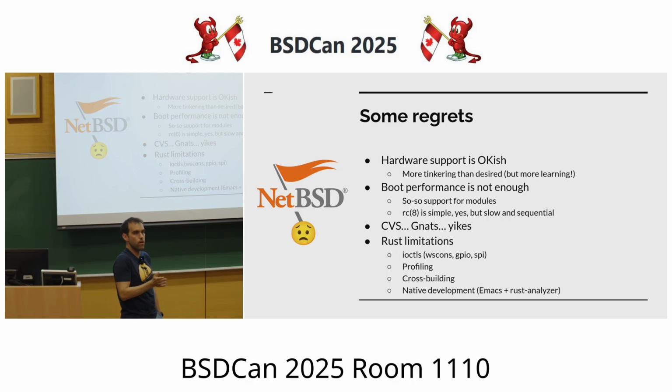Cross-building, I figured out a way to do cross-building, but to be honest, it's terrible that I have to use a VM for it. I would prefer to have native cross-building, and I don't have it. So that would be nice to fix. And then native development is not working very well either. I would prefer to develop my changes directly on the NetBSD machine I have. But I haven't got Emacs and Rust analyzer to play well together for some reason, because it works well on FreeBSD. So that I will need to figure out as well.